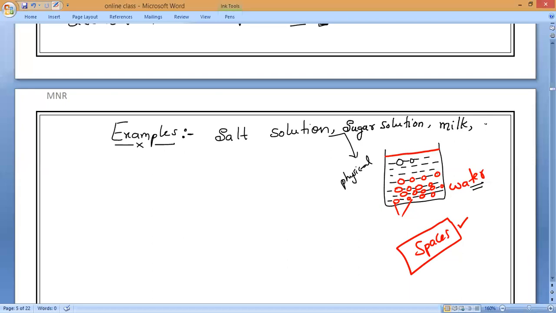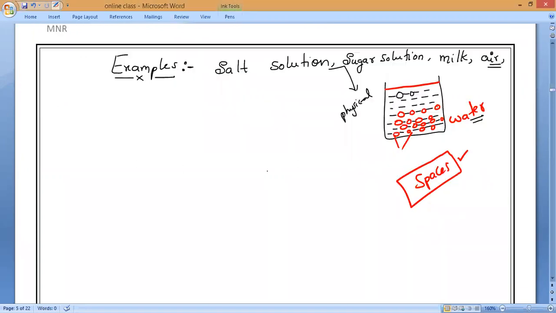So, like this, there are so many examples. Is air a mixture or not? Air is a mixture because air contains what? Nitrogen, oxygen, carbon dioxide, and all. I am asking the composition of air. Like that, thousands of examples we can form. Suppose we take salt solution, sugar solution, milk, seawater, air, sugarcane juice, soft drinks, sharbat.